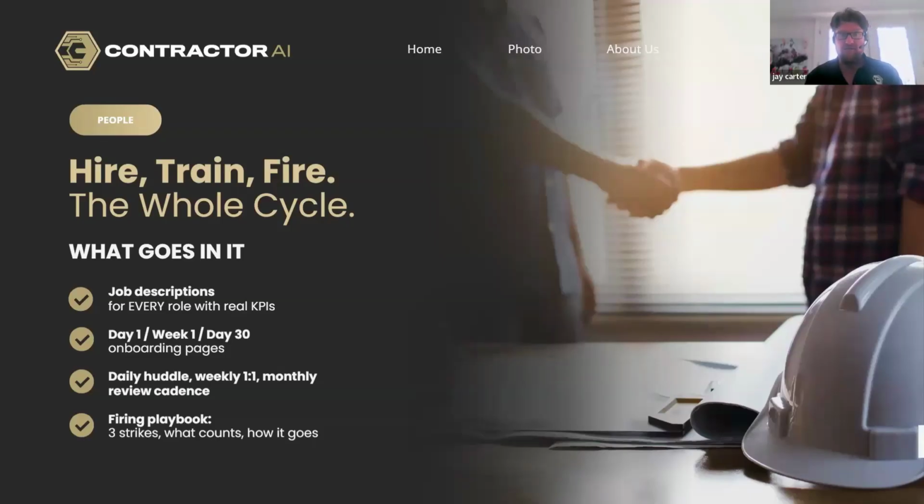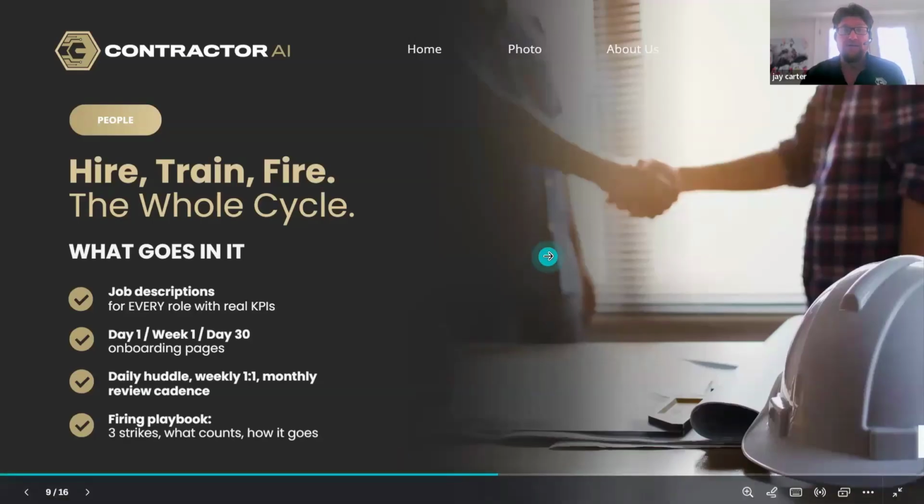It all comes down to not having those conversations in your head of, well, they do this good or that good. No, it should be black and white. No room. It's either yes or no. If there's anything in between, you've got work to do. The daily huddle, the weekly one-to-one, the monthly review cadence. Firing playbook: what forces you to fire someone? What counts, and how does it go?